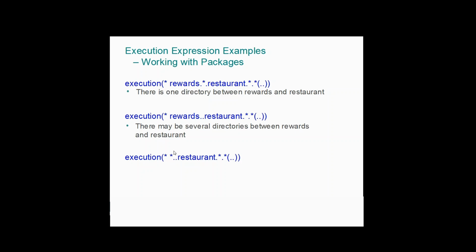There will be one package at the beginning and it ends with a restaurant package, and all the classes inside the restaurant package, all the methods in each class, and let's take 0 or more parameters. In between you have 0 or more package folders also, so multiple subfolders. So that's how an expression can be built. You can also play around with the packages, functions, and class types, and also you can add the annotations.